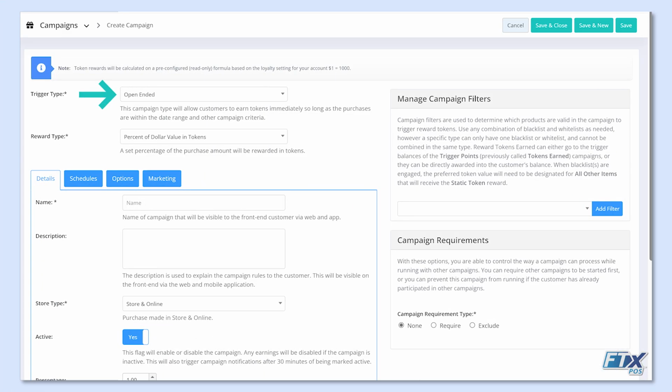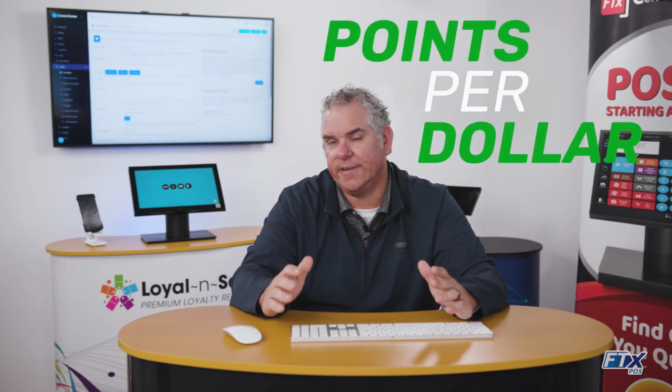Here we have open-ended. Open-ended is definitely the most common campaign type. It is earning points and the customer decides when to redeem. Some features of it are you decide the point multiplier, aka how many points per dollar the customer gets. Additionally, you can also have a multiplier on the tender, so that if they pay with cash, they get more points than if they pay with non-cash.